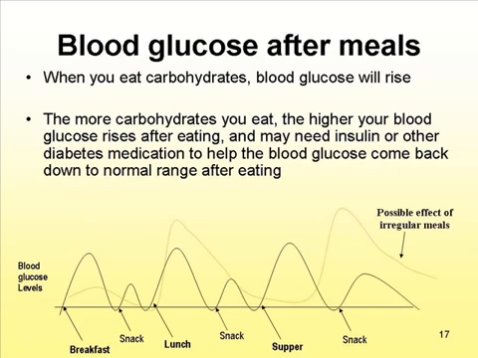And now we want to look at the blood glucose after meals. When you eat, your carbohydrates will raise your blood glucose. And the more carbohydrate you eat, the higher your blood glucose rises after eating, and you may need insulin or other diabetes medication to help the blood glucose come back down to normal ranges after eating.